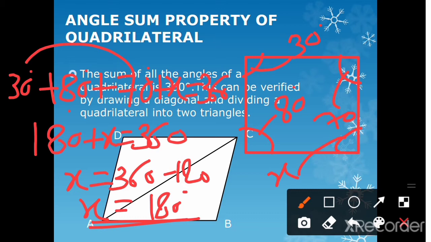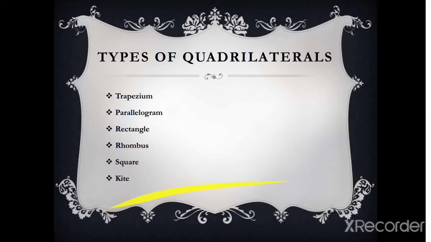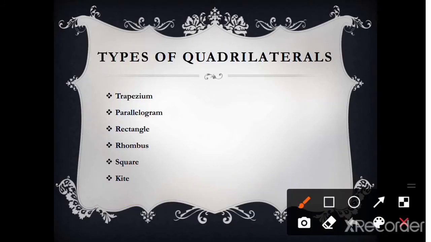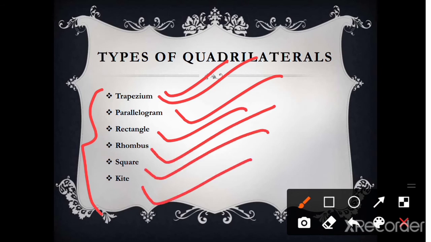You can calculate many questions based on a quadrilateral. It is an important property of a quadrilateral. So the next point is the types of quadrilateral. There are six types of quadrilateral. First is a trapezium, second is a parallelogram, third is a rectangle, fourth is a rhombus, fifth is a square, and sixth is a kite shape.